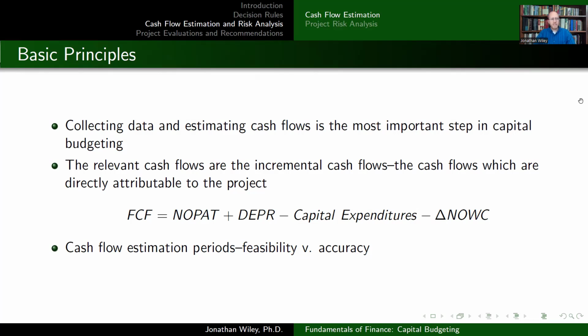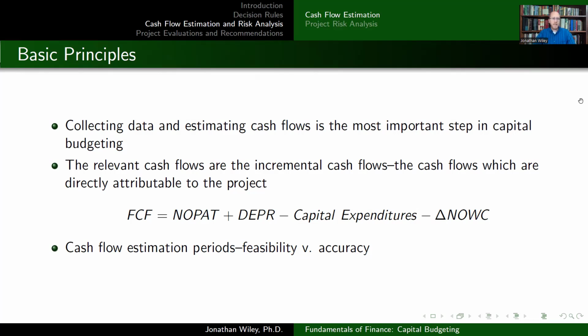Well, the relevant cash flows are what are called the incremental cash flows. What are incremental cash flows? Incremental cash flows are the cash flows that are directly attributable to the project. So here's what that means. Basically, the incremental cash flows are the ones that if I do this project, if I buy this piece of equipment, this cash flow happens. If I do not buy this piece of equipment, the cash flow does not happen. That is what we're looking for.